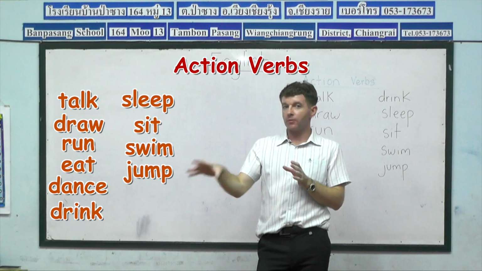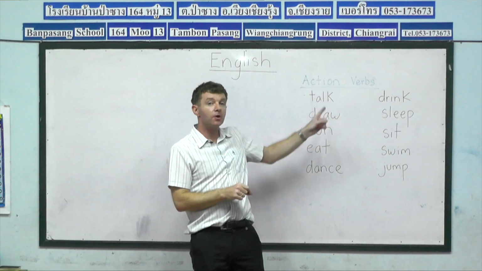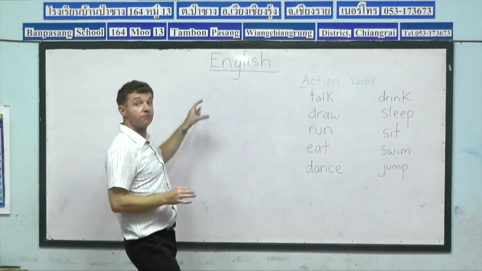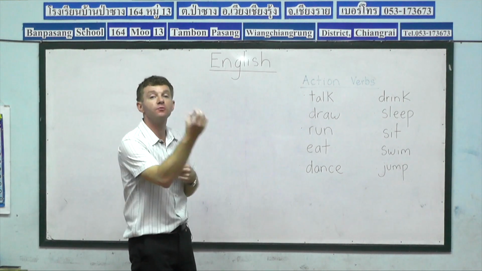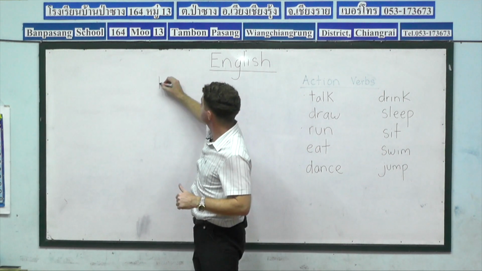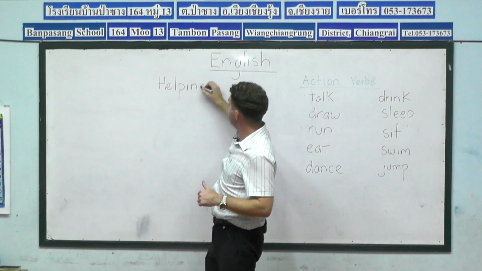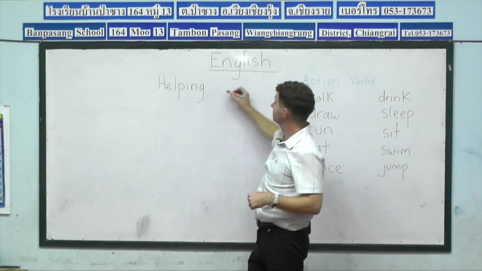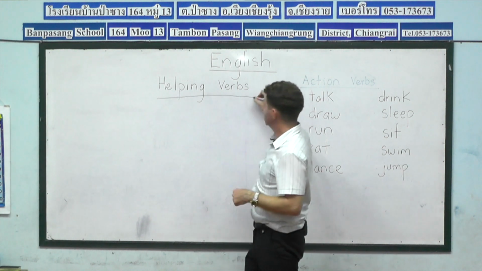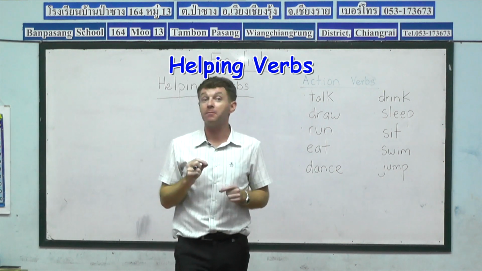And what we're going to move on to look at now is another type of verb. Not so much an action verb, it's a helping verb. Because what these verbs do, we can put them in front of the action verbs to help us say something. So let's write the word helping verbs. H-E-L-P-I-N-G. And then verbs, V-E-R-B-S.